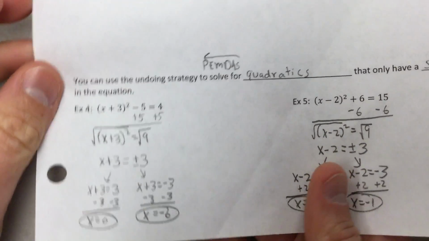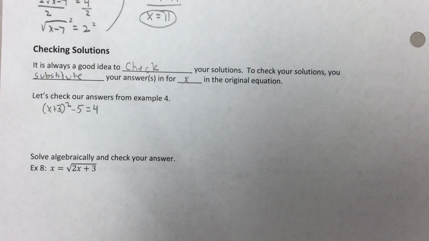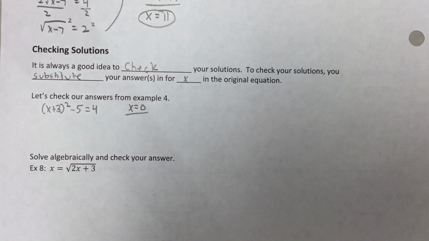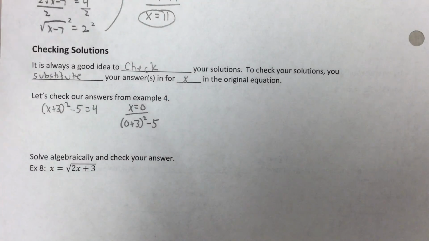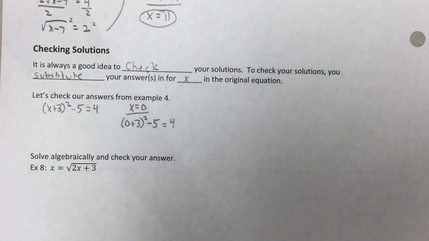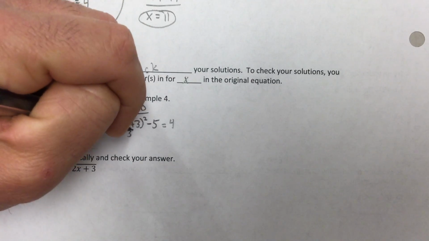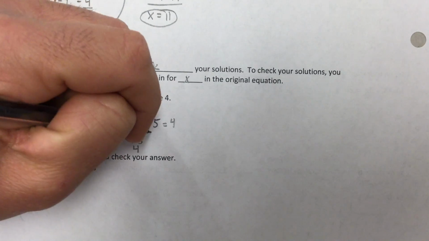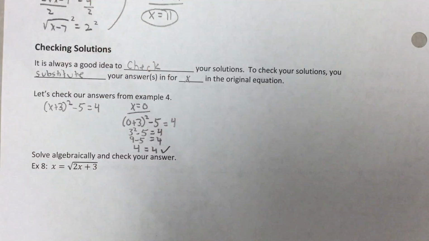And we got answers of 0 and negative 6. So when I'm checking, I have to plug in 0 for the x, see if that makes a true statement, and then plug in negative 6 and see if that makes a true statement. So again, I'm plugging in 0 first. So that'd be 0 plus 3 squared minus 5 equals 4. And now I'm not doing anything other than simplifying each side. So following PEMDAS, inside parentheses I have 3 squared. 3 squared is 9. So 9 minus 5 is 4. And there was nothing to simplify on the right side. So does 4 equal 4? It sure does, so that checks out.